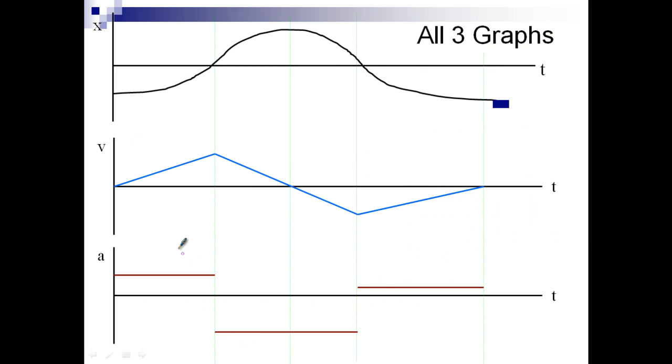So all three graphs put together. Here's your position versus time graph up top, your velocity, acceleration. Now all these represent the same exact situation. So here we can see our velocity is slowly increasing. It's getting bigger and bigger. Here, velocity is low, but it gets faster and faster. And since this is a straight line, we have a nice horizontal line for our acceleration.